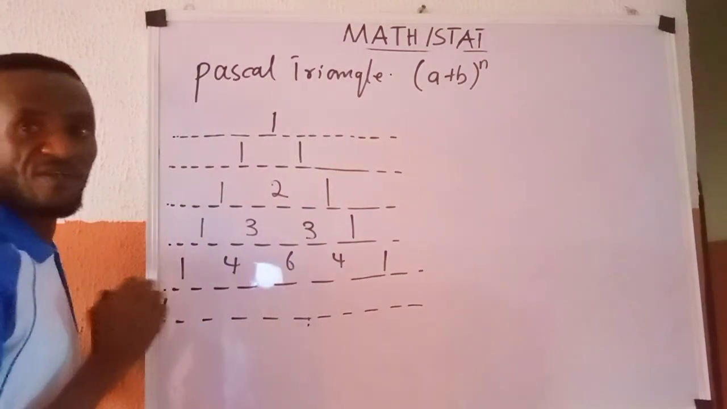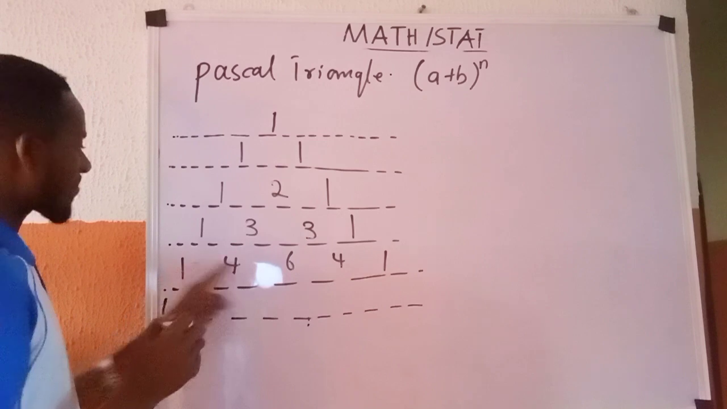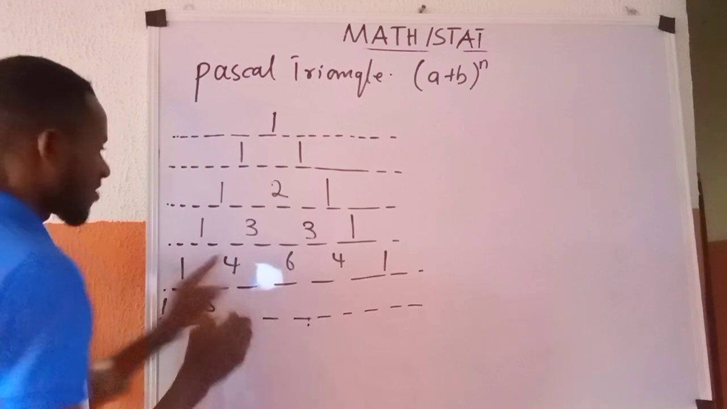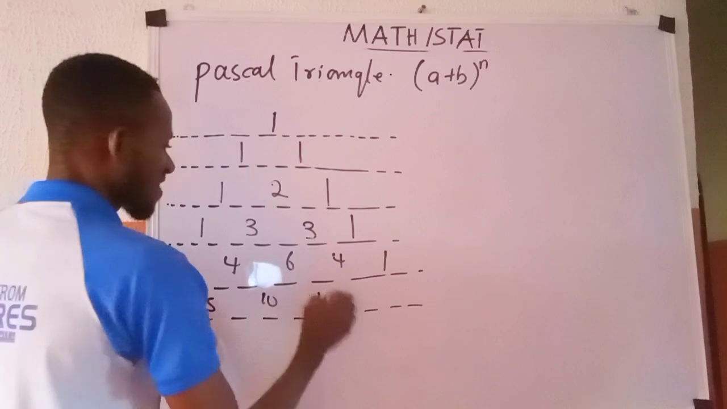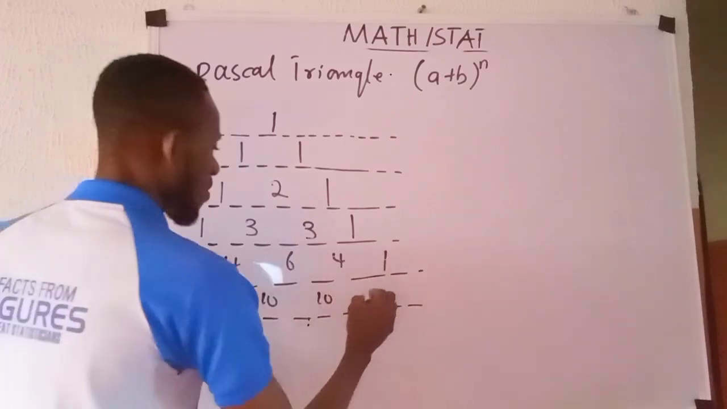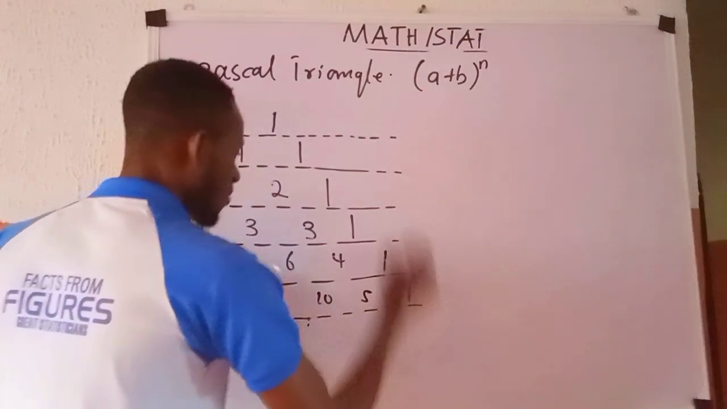Assuming I have another row, perhaps I have another row here, then you equally begin with what? 1. Then you now say 1 plus 4 is what? 5. 4 plus 6 is what? 10. 6 plus 4 is what? 10. 4 plus 1 is what? 5. Then you bring down what? 1.